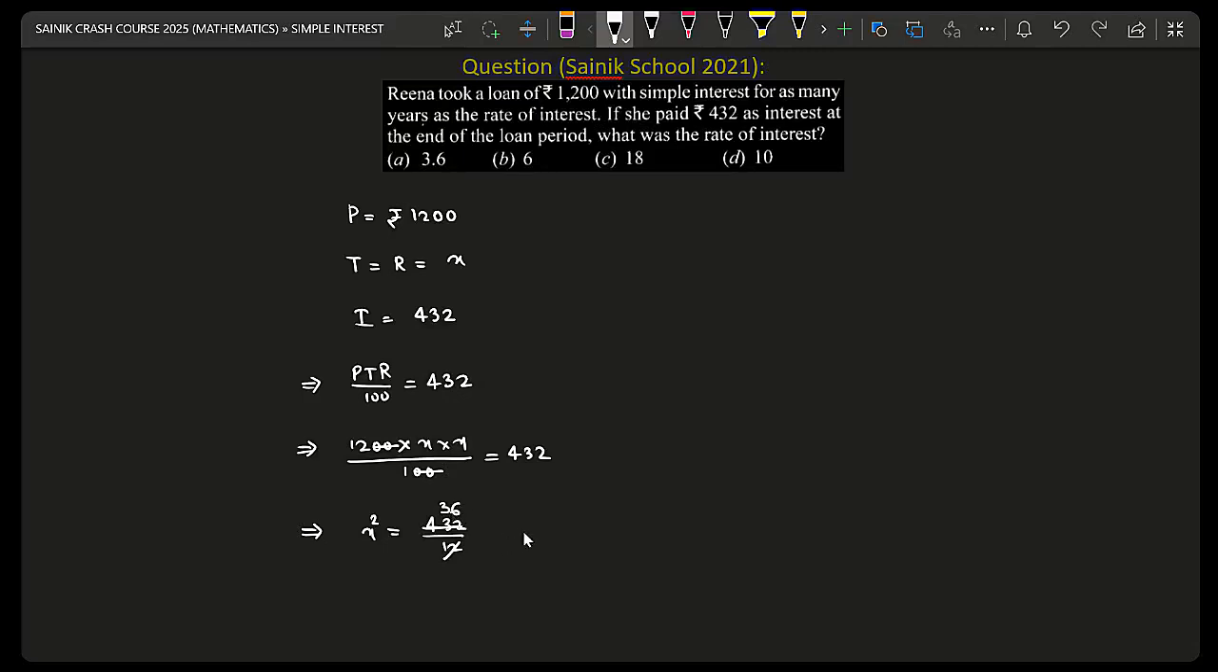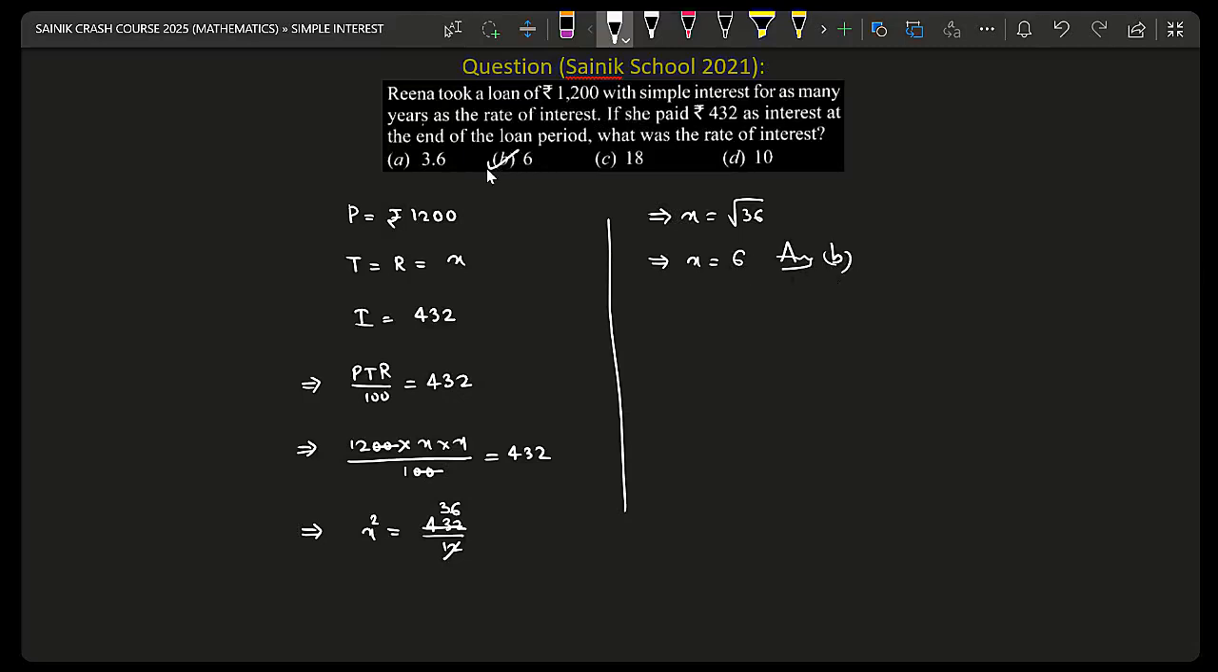Now we got x square is equal to 36. From this I want the value of x. Transpose the square to the other side, we get the square root of 36. We remember the squares and square roots up to 32, right? What is the square root of 36? It is 6. Which option is correct? Option B is correct.